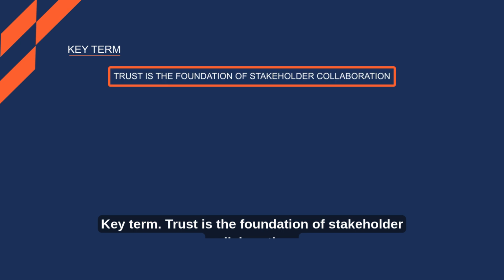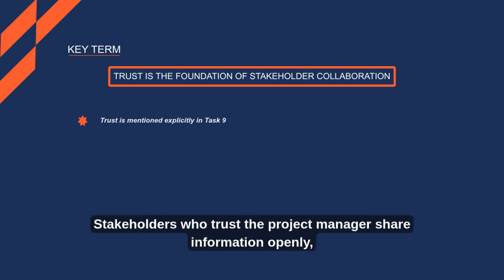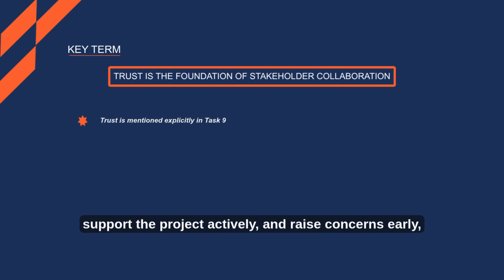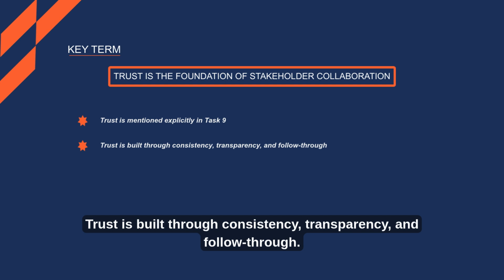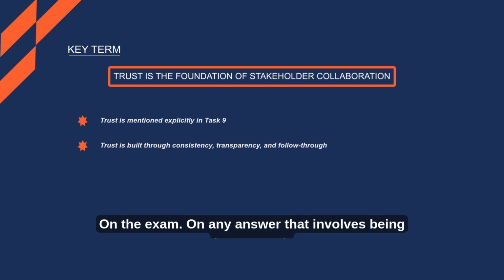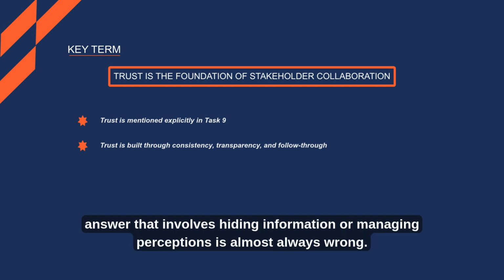Key term. Trust is the foundation of stakeholder collaboration. Trust is mentioned explicitly in Task 9, and it is tested throughout Domain 1. Stakeholders who trust the project manager share information openly, support the project actively, and raise concerns early, before they become problems. Trust is built through consistency, transparency, and follow-through. On the exam, any answer that involves being transparent, honest, or proactive with stakeholders is almost always correct. Any answer that involves hiding information or managing perceptions is almost always wrong.